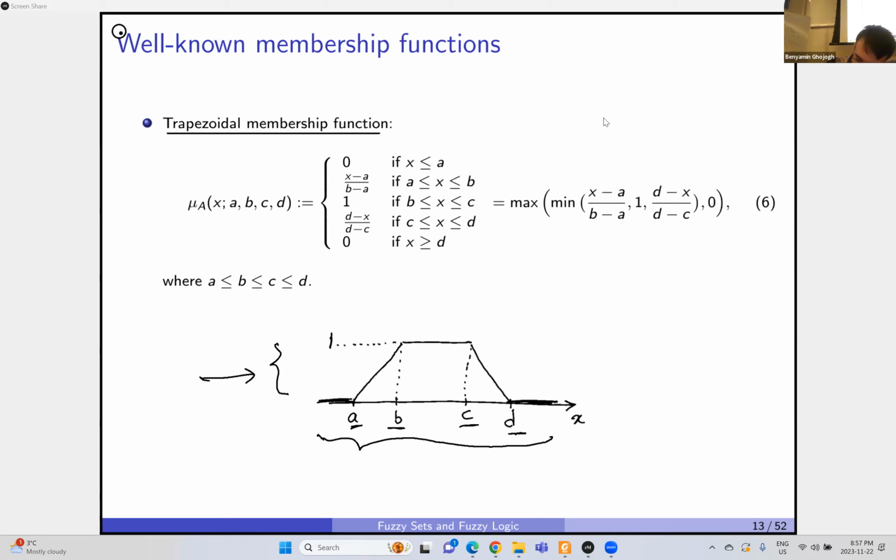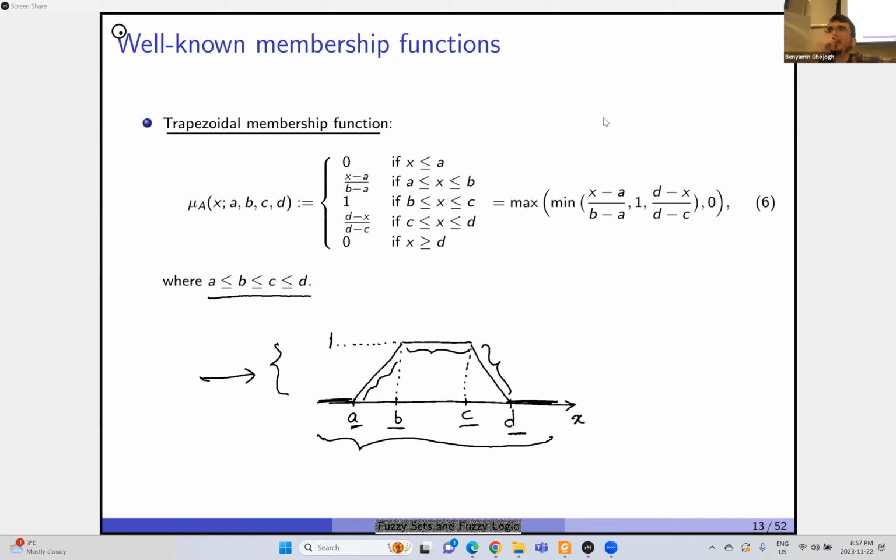Between A and B, it's this line. Between B and C, it's 1. Between C and D, it's this line. Over D is 0. A is less than or equal to B, B is less than or equal to C, and C is less than or equal to D. Right? As a result, you can have a rectangular membership function.